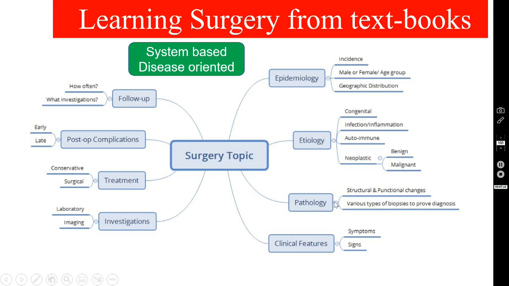So in the pathology, you have to consider what are the structural and functional changes, or the anatomical and physiological changes that occurred in this particular disease. That you have to think of. Then what are the various types of biopsies you can do to prove the diagnosis of this particular disease, and if it is a tumor, how it spreads to other areas. That also you should know.